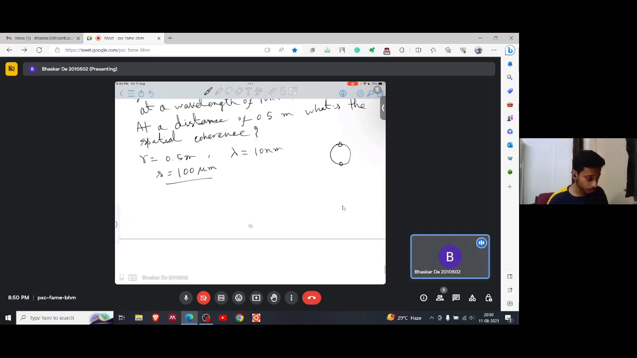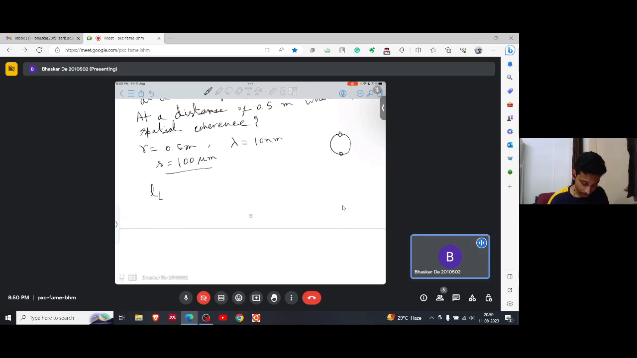Okay, so now we will calculate LT equal to R lambda by S, which is 0.5 into 1 into 10 to the minus. So this gives us 5 into 10 to the minus 5 meter.